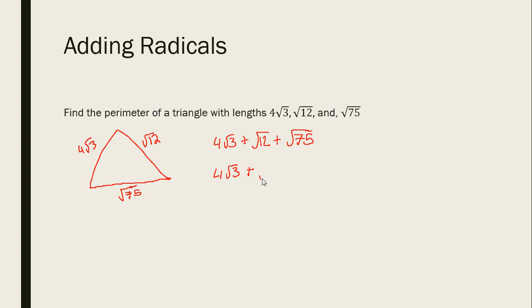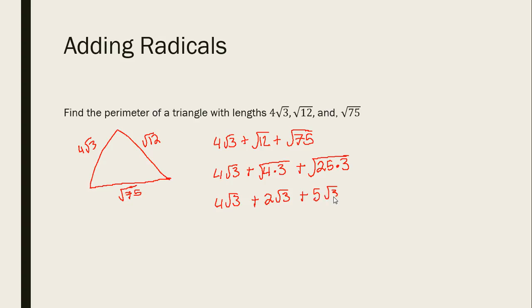Well, let's have a look at the square root of 12. The square root of 12 is the same thing as the square root of 4 times 3. And 75 can be split up into 25 times 3. Now these are all good numbers because I can take the square root of 4 and I can take the square root of 25. So I'm left with 4 square root of 3 plus, well, the square root of 4 is 2, so it'll be 2 root 3 plus, and the square root of 25 is 5, so I have 5 root 3.